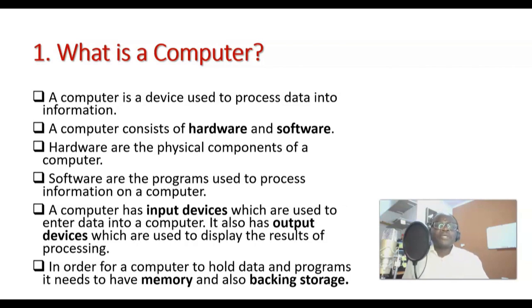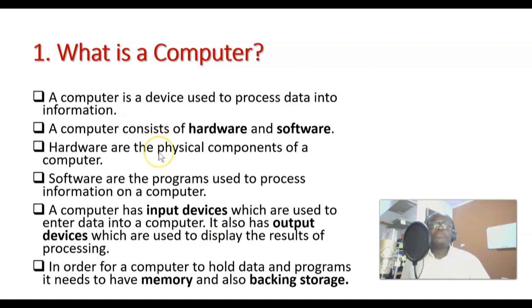Let's get started. So what is a computer? A computer is a device, and this device is used to process data into information. For example, you may want to know how much profit our business has made. We can take all the different amounts of money people have given us when buying things, and when we enter them into a computer, the computer is able to process that data and give us information about the profit we made.